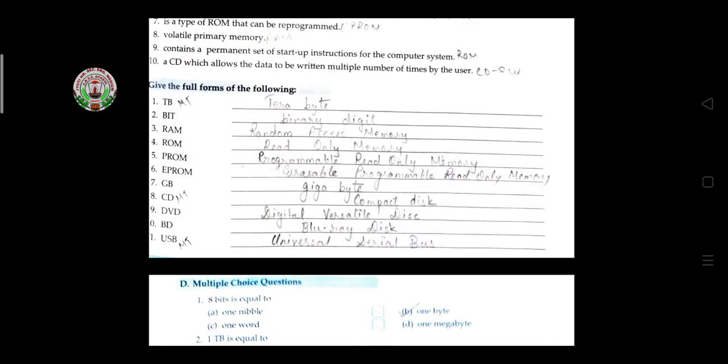TB, terabyte. BIT, binary digit. RAM, random access memory. ROM, read only memory. PROM, programmable read only memory. EEPROM, electrically erasable programmable read only memory. GB, gigabyte. CD, compact disc. DVD, digital versatile disc. BD, Blu-ray disc. USB, universal serial bus. Multiple choice questions.